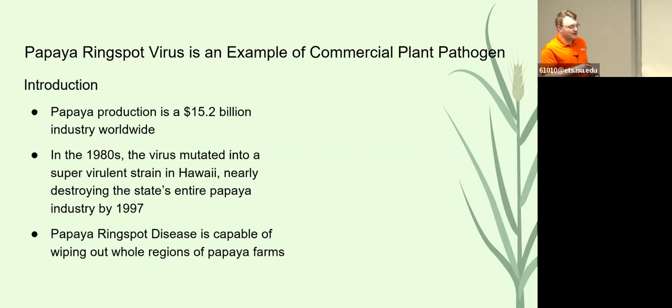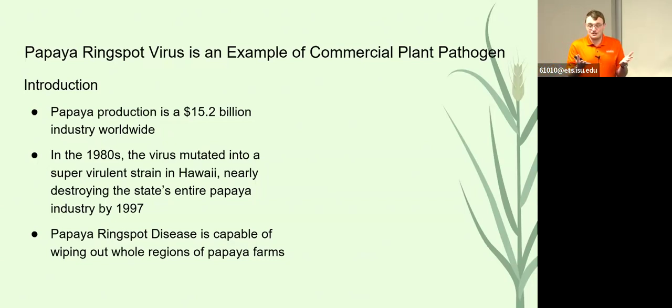I mean, it's always been in the papaya plants, but it wasn't really a problem, right? If the virus infected your plant, you chop down the tree, you burn it, you're good to go. Well, in the 1980s, it mutated and became this super virulent strain that just really took off and started killing trees like crazy.